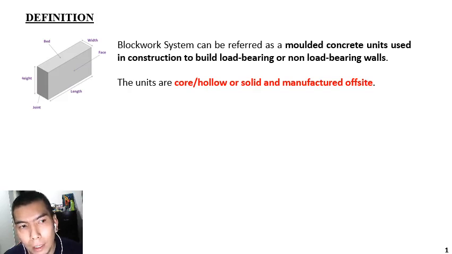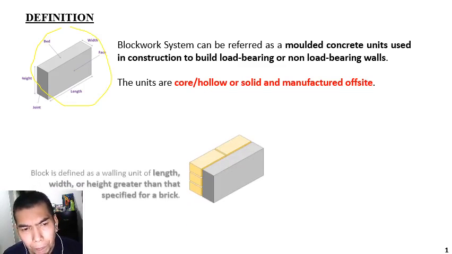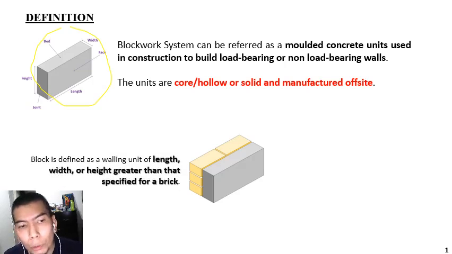In this diagram, as you can see, is an example of solid blockwork. There are no hollows or cavities in the blockwork. It can also be defined as a walling unit of length, width, or height greater than that specified for a brick. So as long as the size is much bigger than the standard brick, the usual brick, we can call it a blockwork. If it is bigger than that, it is a blockwork.